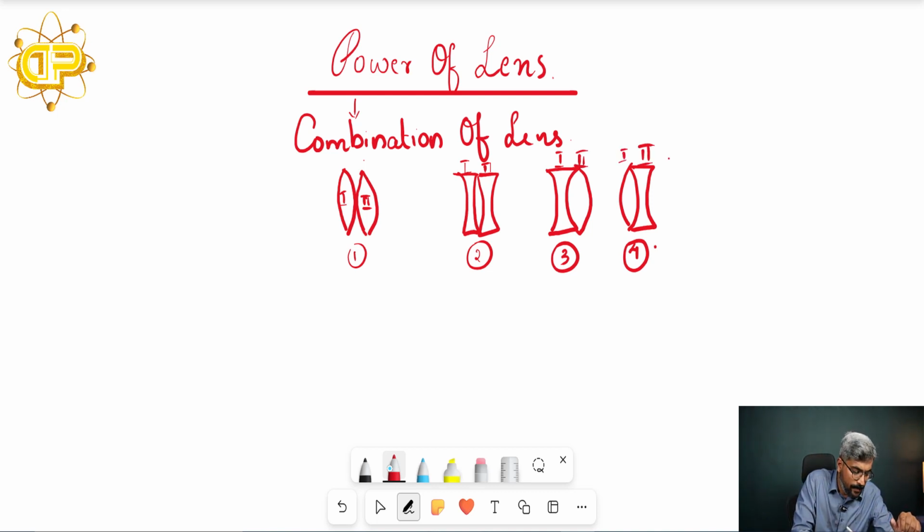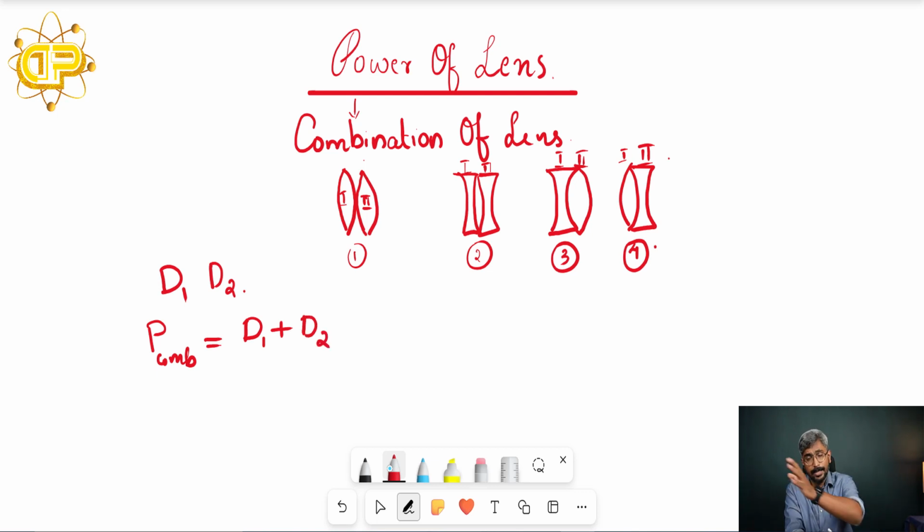Just imagine that you are given a lens of power D1 and another lens of power D2. The power of the combination is given as D1 plus D2. If you are given n lenses, then the power is D1 plus D2 plus D3 plus up to Dn. This is what you need to do.